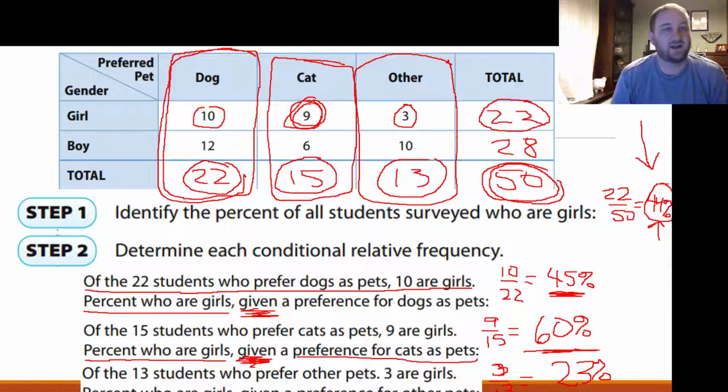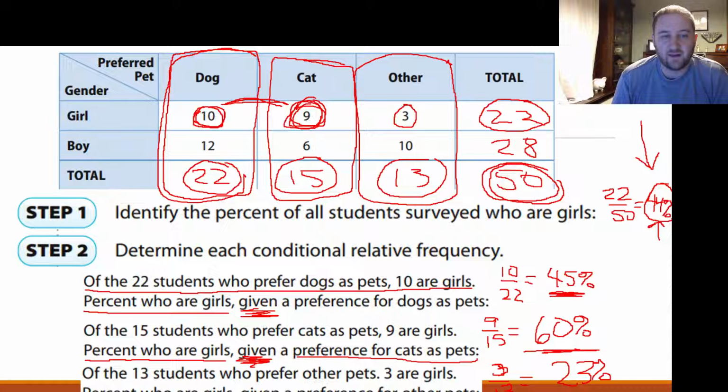Now, it's not saying that girls are more likely to prefer cats than dogs, right? Because you can see in this survey, 10 students preferred dogs, whereas 9 students preferred cats. What it's saying is that girls are more likely than boys to prefer cats, okay?